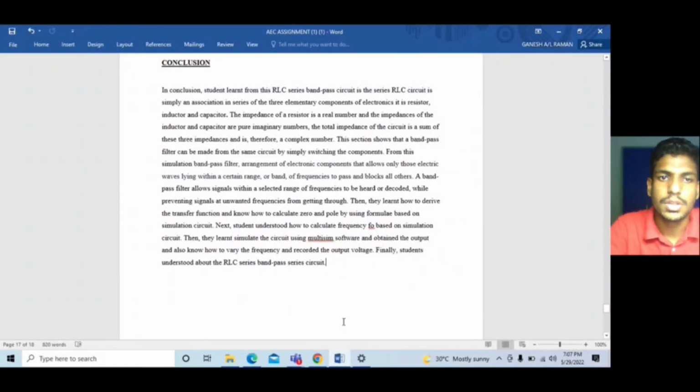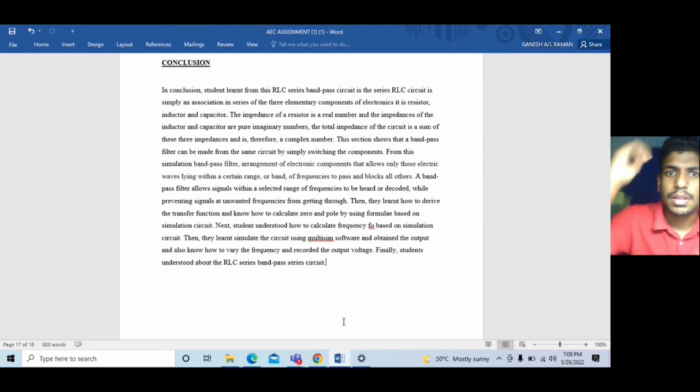So finally we come to the conclusion. In conclusion, what we learned from this assignment is that the RLC series band pass circuit is the combination of three electronic components: resistor, inductor and capacitor. The RLC filter is normally called a second order circuit, which means that circuit parameters such as voltage and current can be described by a second order differential equation.